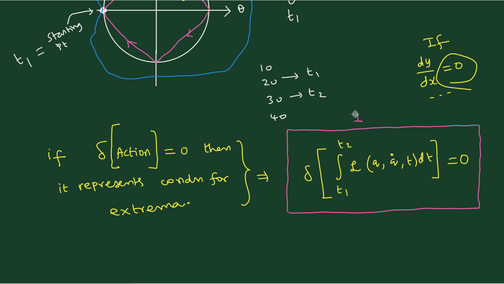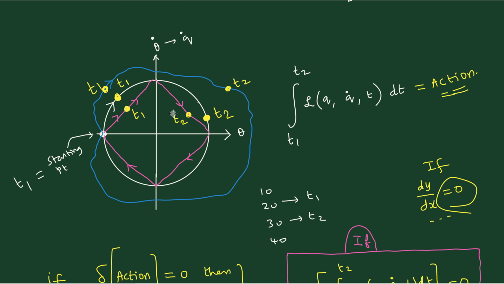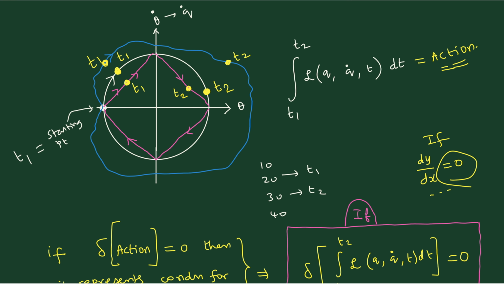So if the delta of the action is equal to 0, and that condition is satisfied, then the curve or the trajectory for which this condition is satisfied is the one taken by nature or the dynamical system. Now coming back to this diagram, you can immediately tell which of the curves. We have three options: the blue curve, the pink curve, and the white circle. Which one of them will satisfy this condition?